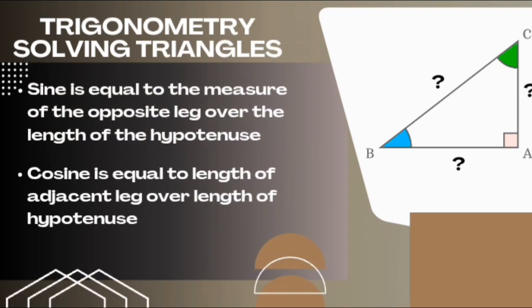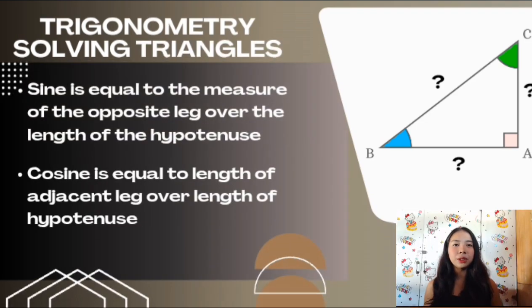Trigonometry, solving triangles. Sine is equal to the measure of the opposite leg over the length of the hypotenuse. Cosine is equal to the length of the adjacent leg over the length of the hypotenuse.